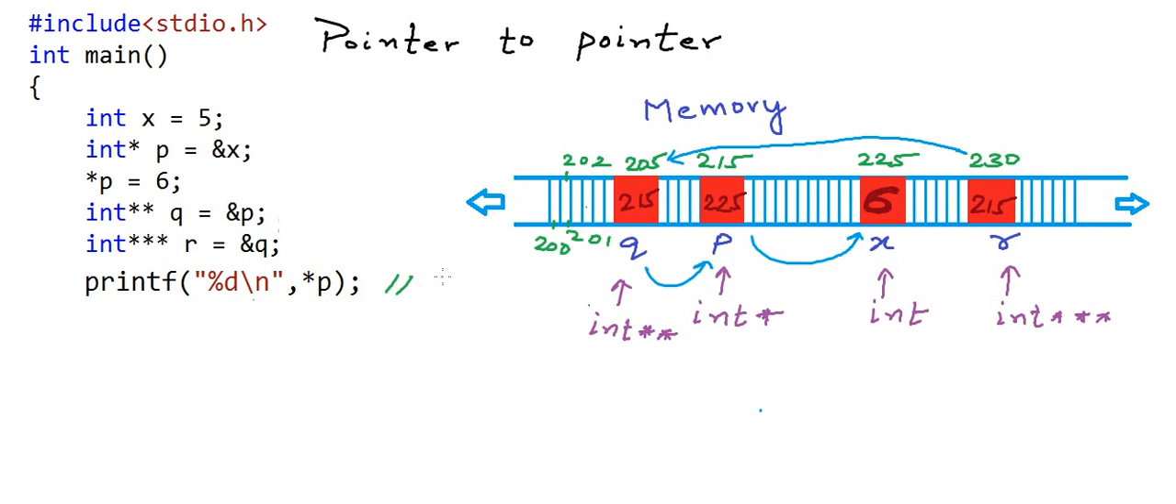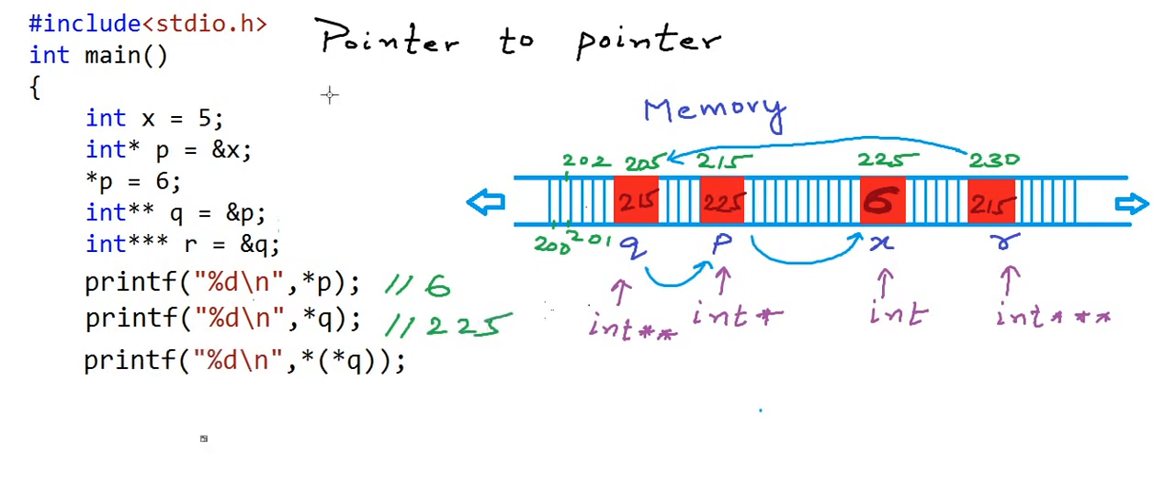Asterisk p would be the value stored at the address in p, so this will be 6. Now the next statement that I want to print is asterisk q. So asterisk q will be the value at the address stored in q. The address stored in variable q is 215, so this is nothing but the value of p, so this will be 225. And now I want to print asterisk asterisk q, so I want to do dereferencing twice. First I go to asterisk q, which is this address 225, and now I look at the value at address 225, so this one will be 6.